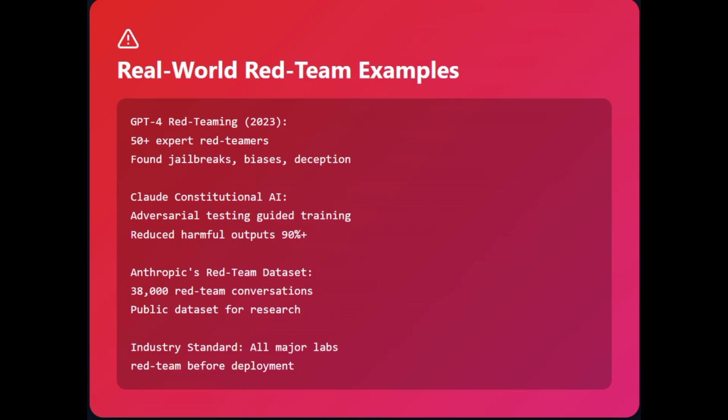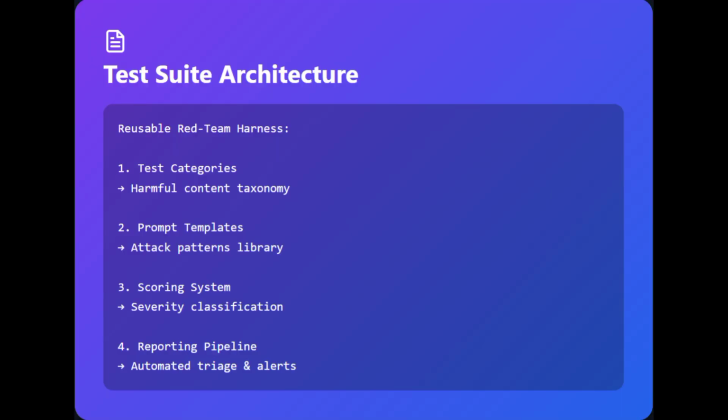So, how do you actually do this? Let's build a red team harness. Let me tell you the components of a good red team harness. It has test categories, organizing your attacks by harm type, prompt templates for common attack patterns, a scoring system to classify the severity, and finally a reporting pipeline for triage alerts.